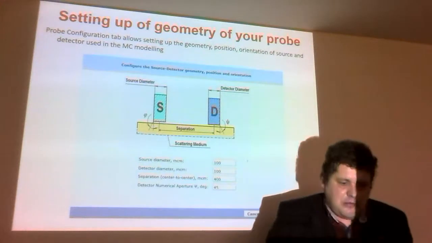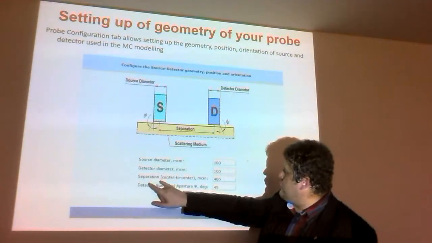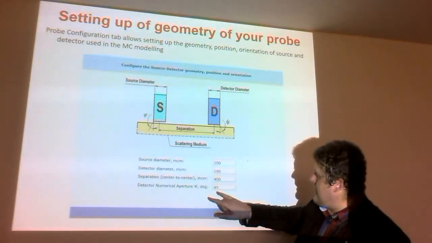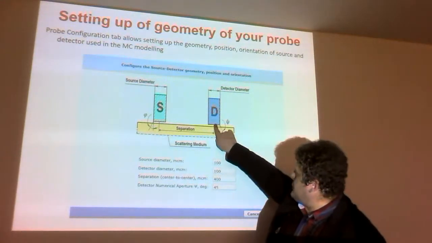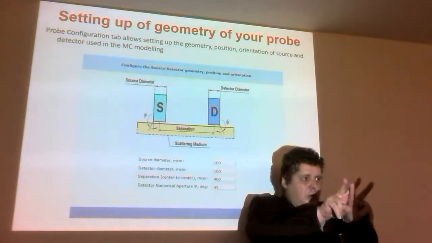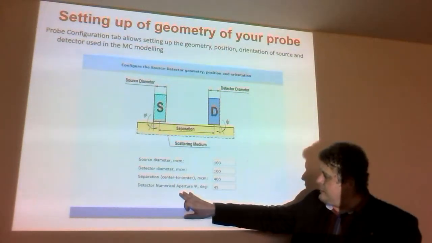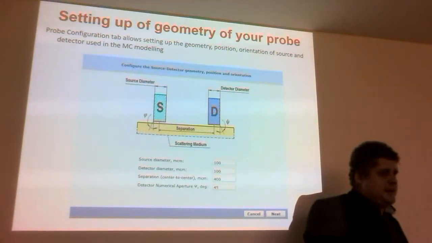So, if you want to estimate it for a particular probe, you should put in the source diameter, detector diameter, and separation from center to center. They could also be overlapped if you need to. And the detector numerical aperture. For the light source, it will be the standard one.